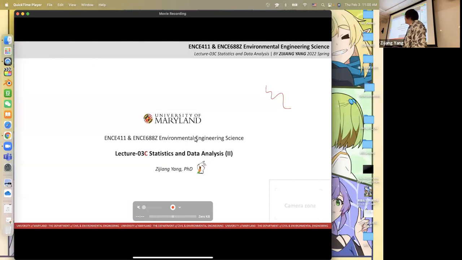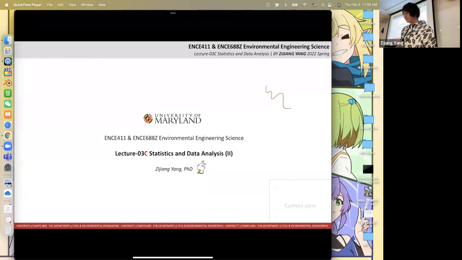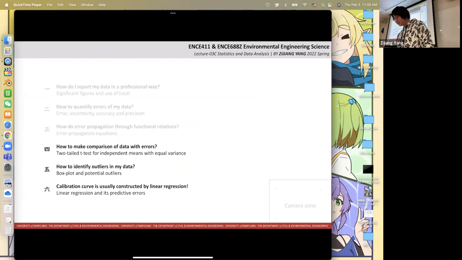It's 11 o'clock, so I guess we can get started. We are going to continue the data analysis part. First, we are going to conduct a comparison of the data with errors. And then we are also going to talk about identification of the outliers and the linear regression.